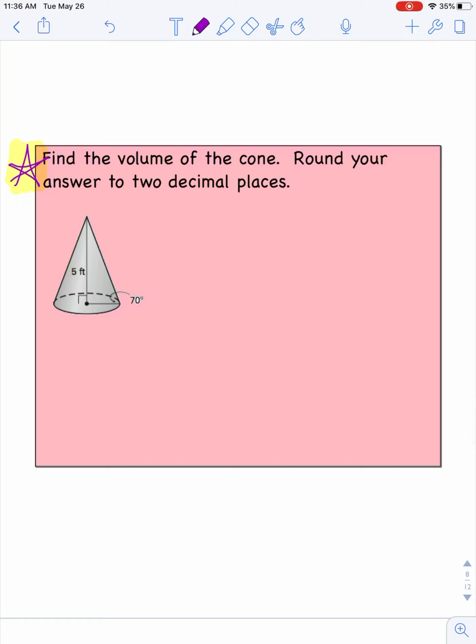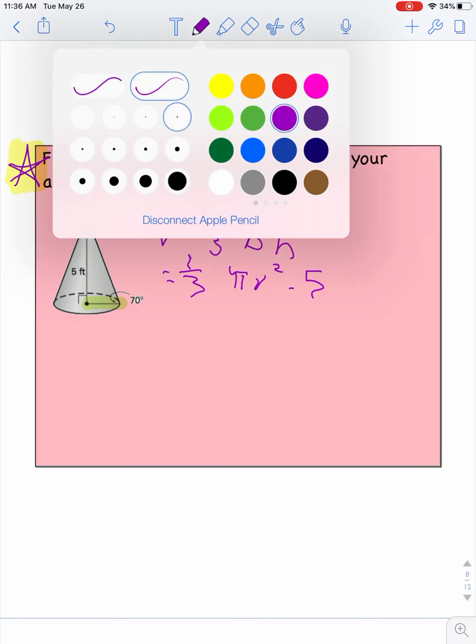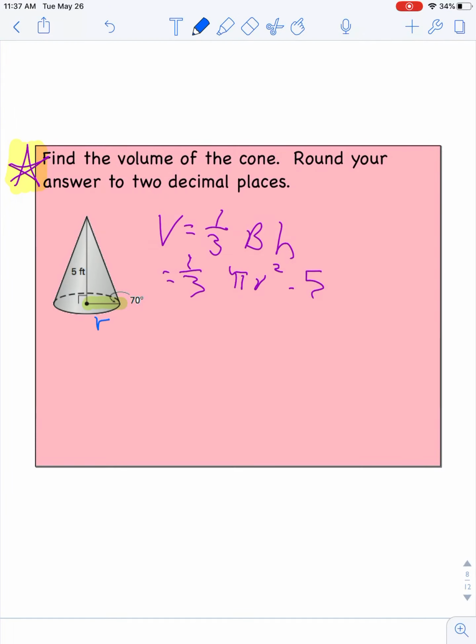Okay, so this one, find the volume of the cone. Volume equals 1/3 the area of the base times the height. Well, my base is a circle, so pi r squared, times my height, which is 5, and I'm going to take 1/3 of that. What I'm missing here is my radius. So I need to find this radius. I don't have my slant height, so I can't use the Pythagorean theorem. So to find this radius I'm going to need to use trig.